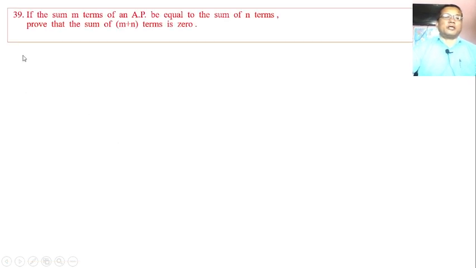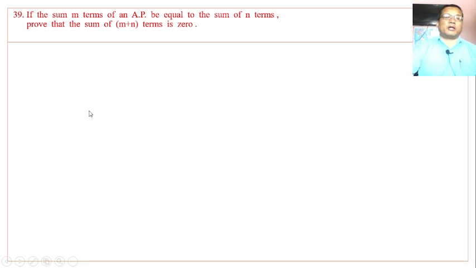Question number 39. If the sum of m terms of an AP is equal to the sum of n terms of the AP, prove that the sum of m plus n terms is 0. We have to show that the sum of m plus n terms is 0.